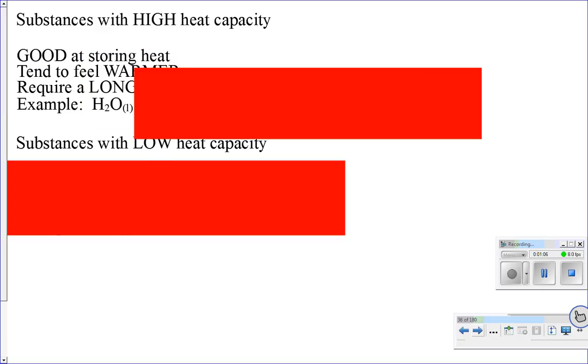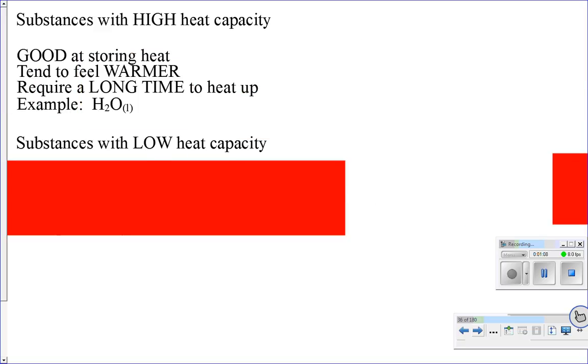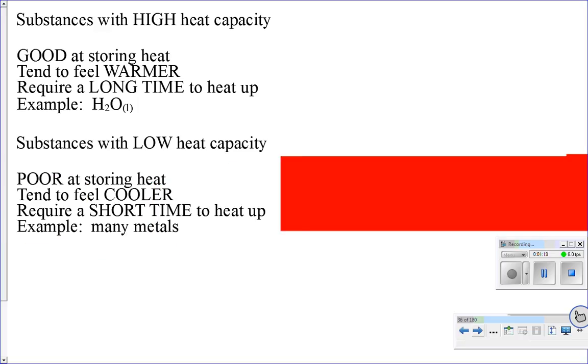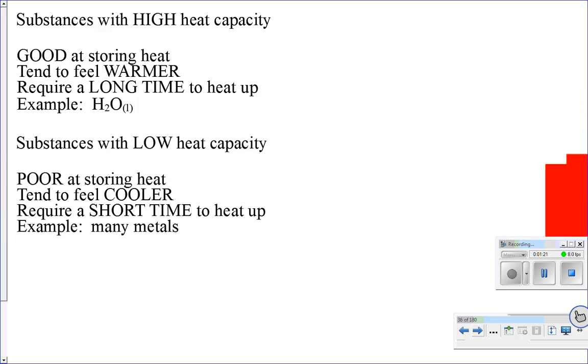Substances with high heat capacities are very good at storing heat. They tend to feel warmer, and they require a long time to heat up. This is true of water. Substances with lower heat capacities are very poor at storing heat. They tend to feel colder and require shorter times to heat up.